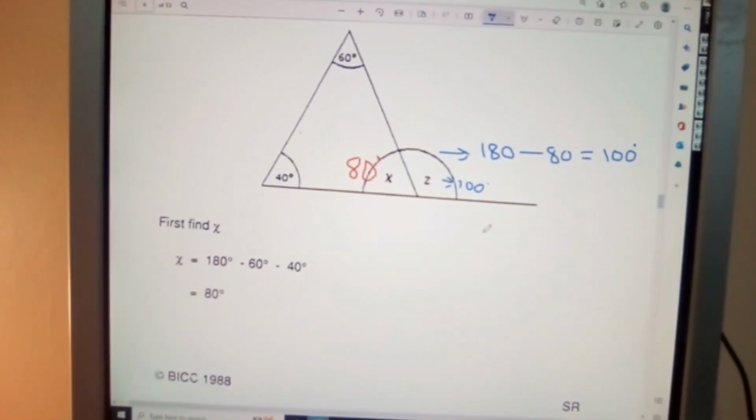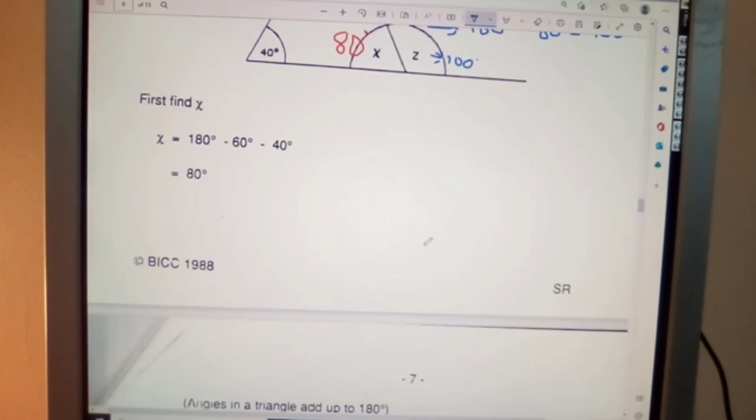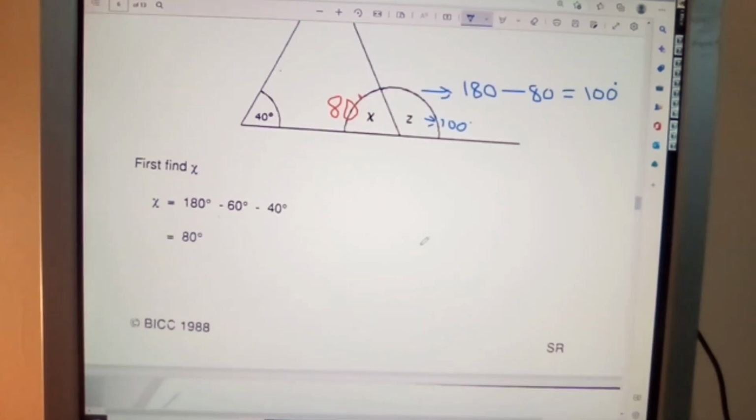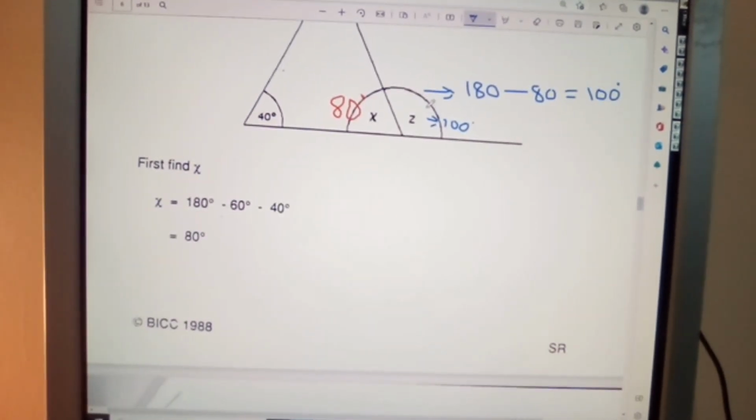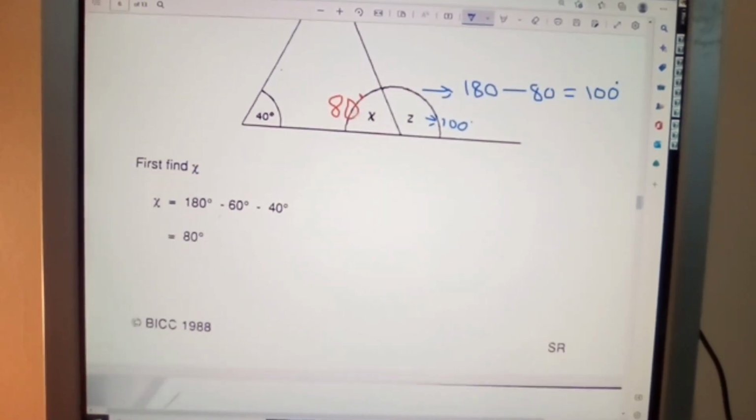And that's what we do. It's a subtraction here for Z rather than an addition. Here it's an addition because we need to make this up to 180. Here we know that this should be equal to that. Therefore, if that's 80 degrees, that's going to leave us 100. Z would be equal to 100 degrees.